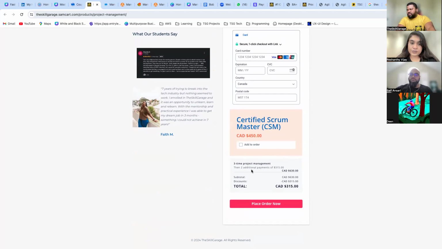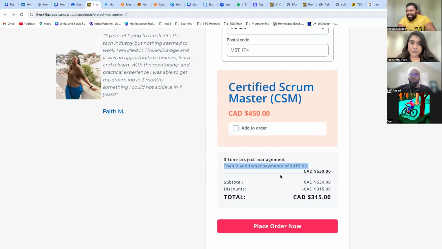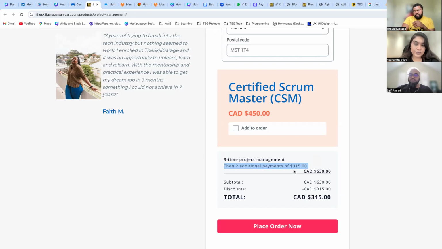Then you can see that it's charging you $315 now, which is half the price. And it's telling you that it's going to charge you 2 additional payments of $315 every 30 days, or call it 31 days if you want. So if you're making a payment today, the 13th, it's going to charge you $315 again on the 13th of May. Is that okay? That's not clear. So the total amount for the course should be £315? $315, yes. Okay, so that makes it £945 altogether.